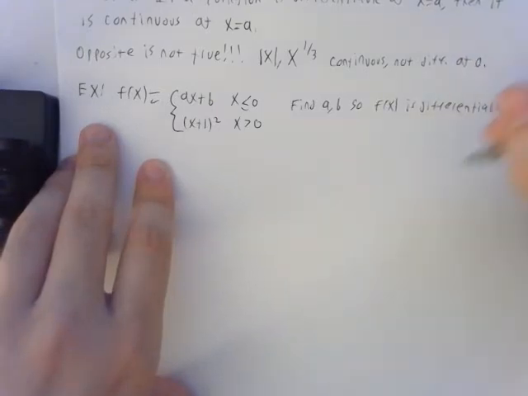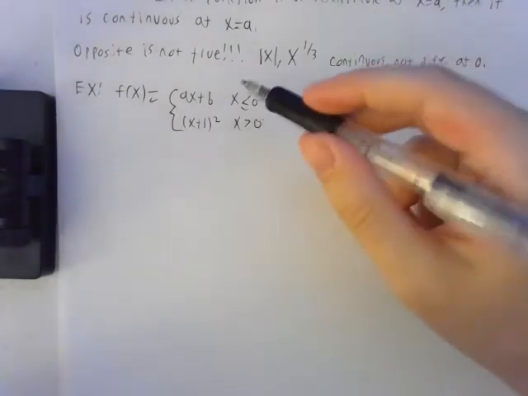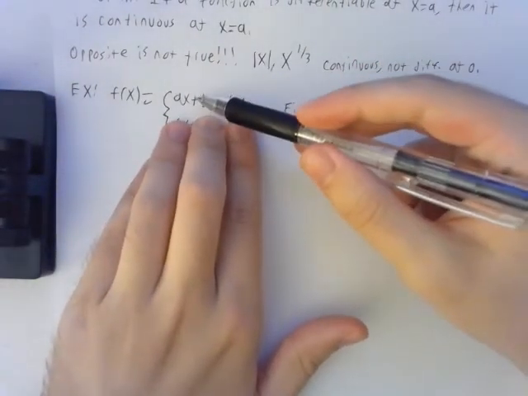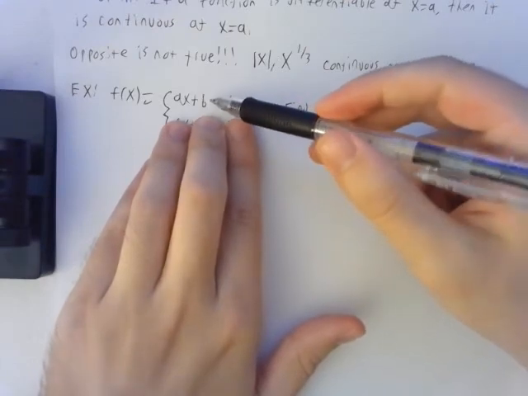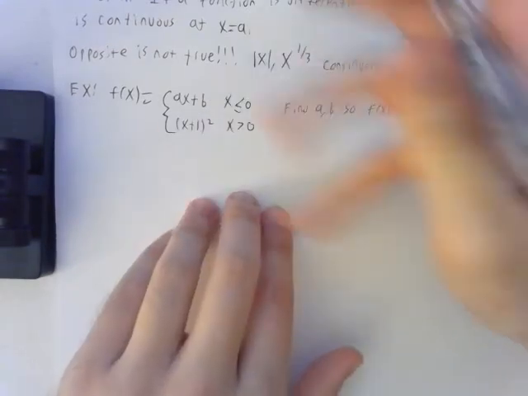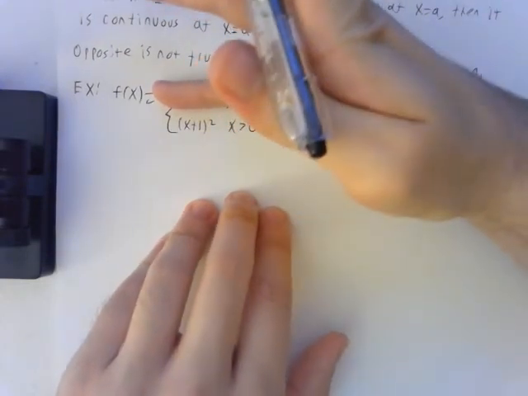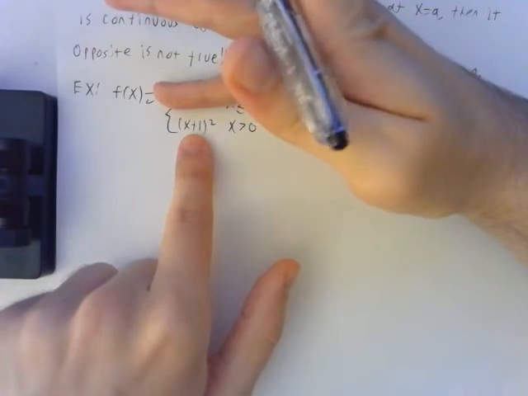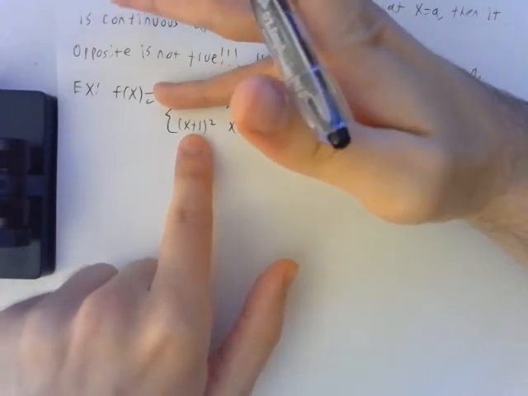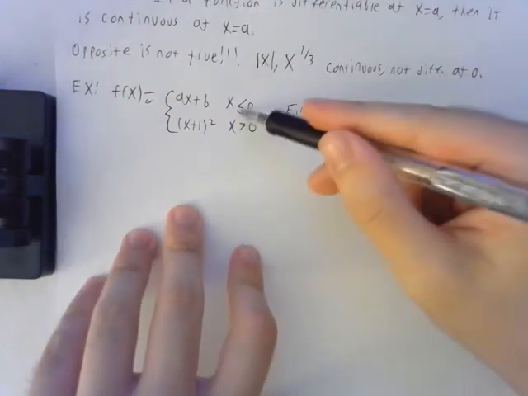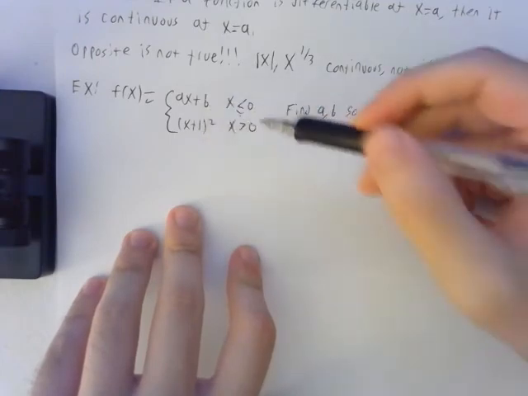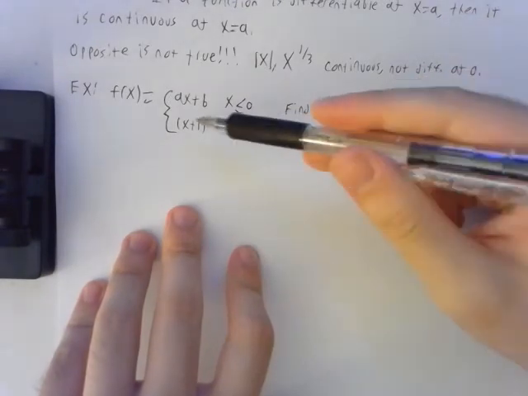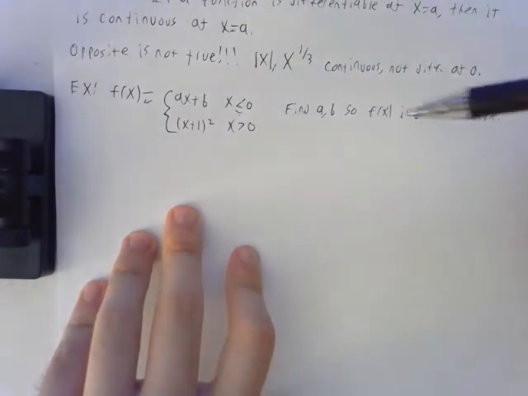So the first thing to notice is that if we're not at x equals 0, then the function just looks like ax plus b. It's a straight line, and we know it's differentiable. Similarly, if we're to the right of 0, then we use this formula, which is just a parabola, and so of course that's differentiable as well. So the only problem is near where the formula changes. At x equals 0, this might not be differentiable unless we pick the right values for a and b.